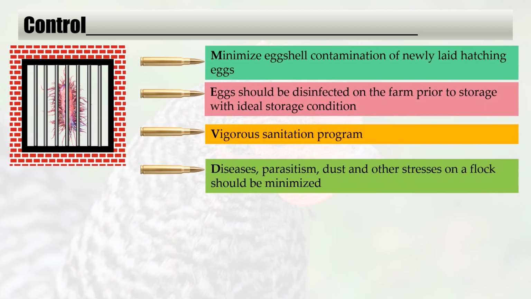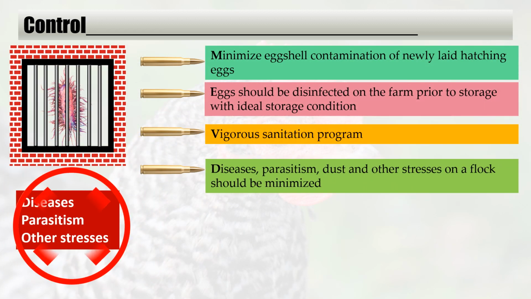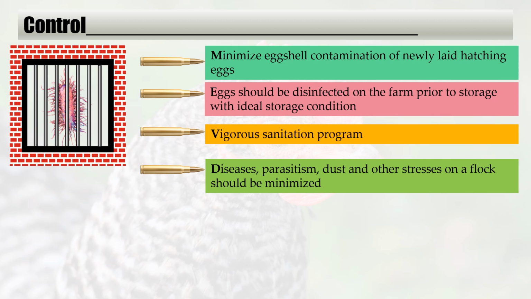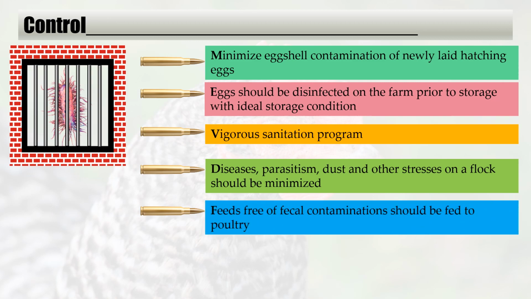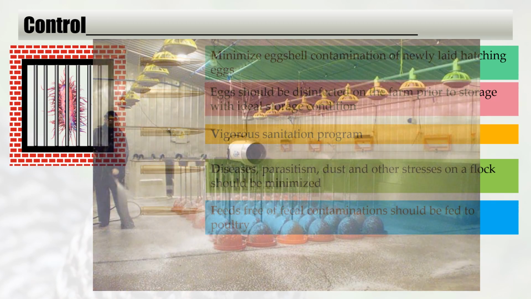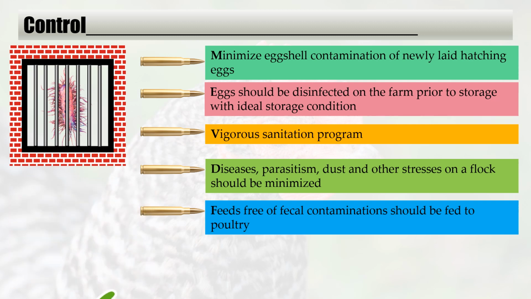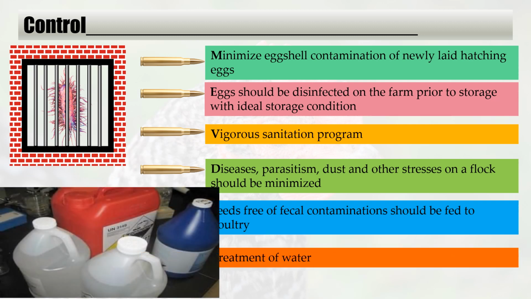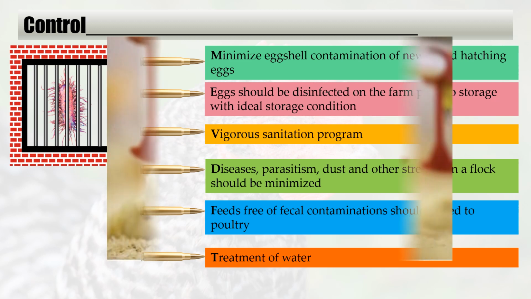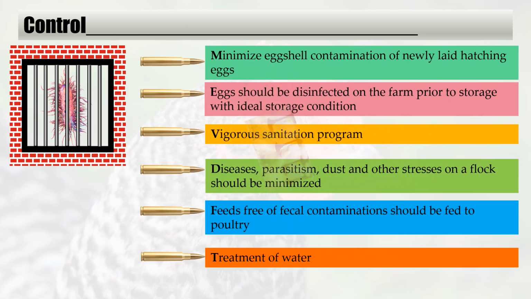Diseases, parasitism, and other stresses on a flock should be minimized as much as possible. Dust should be controlled. Only feeds free of fecal contamination should be fed to poultry. Pelleted feeds are more likely to be free of contamination. Treatment of water with halogens and related compounds as well as conversion to nipple drinkers has greatly decreased the incidence of septicemic forms of colibacillosis.